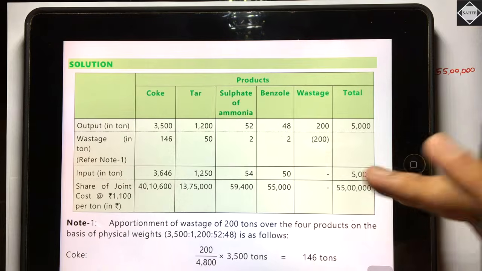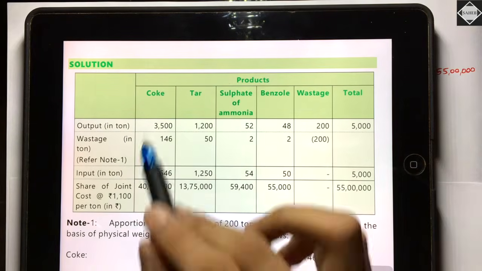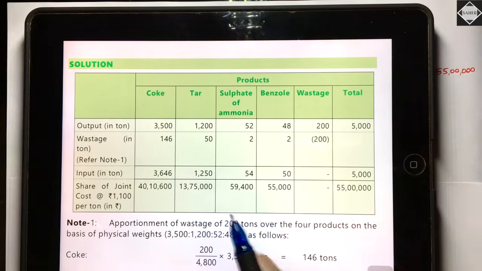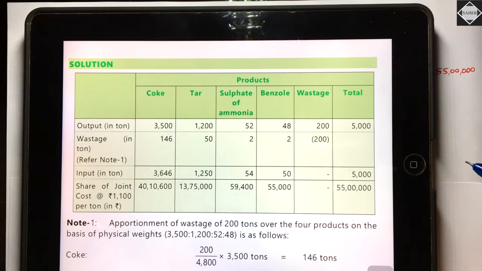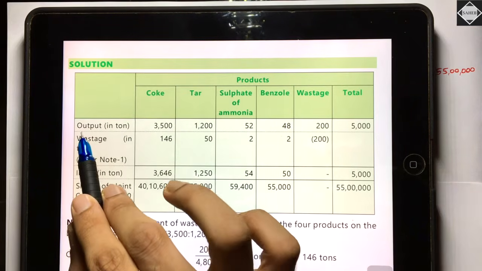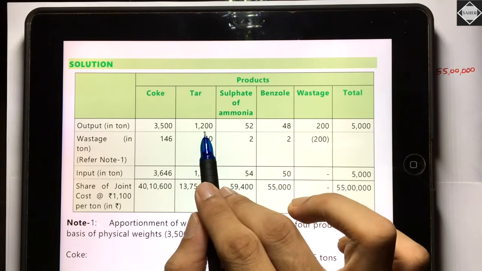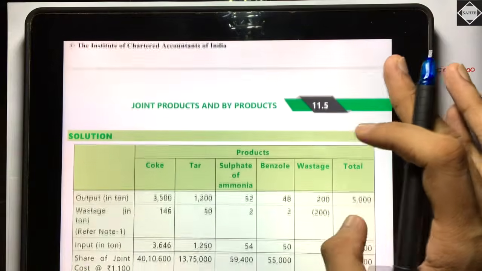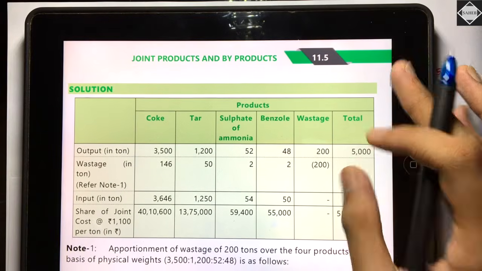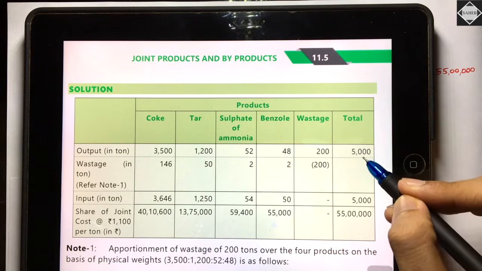Okay, so see, they have 4 columns over here: coke, tar, sulfate, benzol. Okay, the column of the products. Fine, we'll also have that. And then they have a wastage column and a total column, which are not needed actually. Okay, so see what they have done. First they have taken the output: 3,500, 1,200, 52, 48, these things. And then in the wastage column, how much wastage happened? 200, simple. And then total is 5,000.